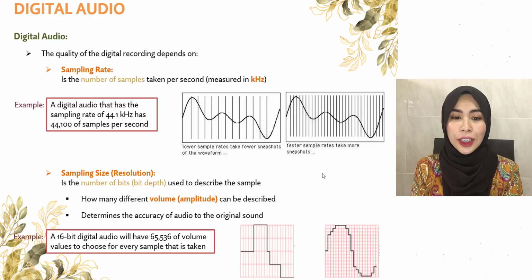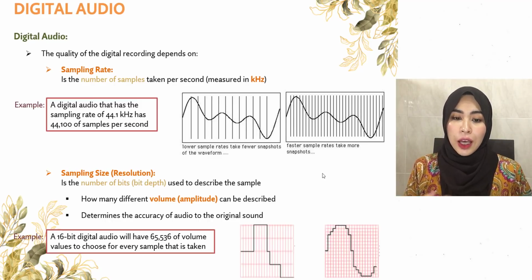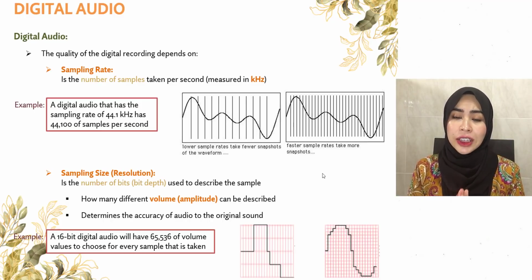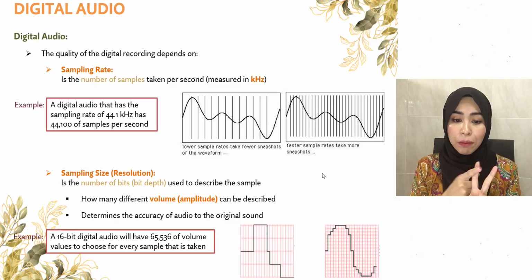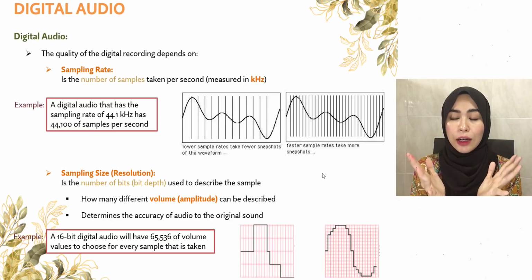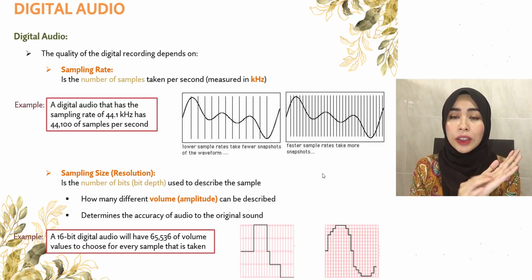Alright, so now let's take a look at the quality of a digital recording. When we talk about the quality of a certain audio, it will actually depend on these two things, which are sampling rate and sampling size. Now, if I give you two different sounds, a sound with a higher resolution and a sound with a lower resolution, the sound with a higher resolution will have a better quality audio, whereas a lower resolution will have a lower quality audio.